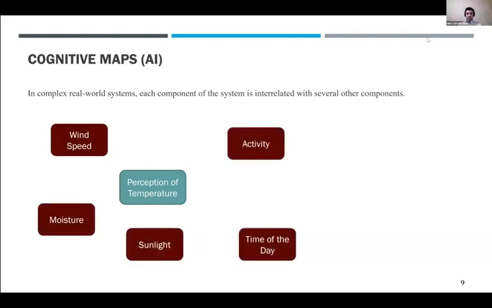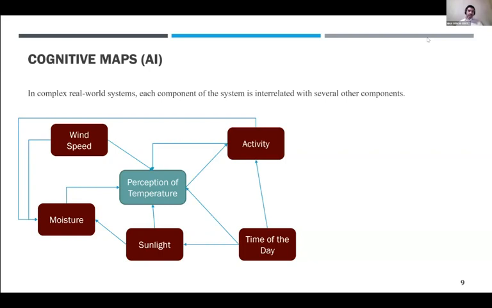When you're looking at the forecast on your cell phone, telling you the temperature outside and what it feels like, that feels-like temperature includes the wind speed, the moisture, the sunlight, what time of day it is, and what activity you're doing. Your cell phone is not including all of that, but all of these affect how you perceive the temperature. And they're affecting themselves as well. For example, the moisture, the sunlight, the wind speed and the temperature all affect one another.